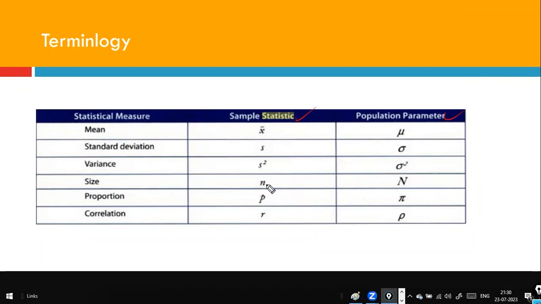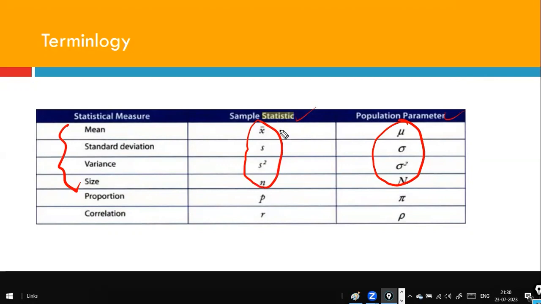The sample size is n. We use the term capital N to represent population size, proportion small p and pi. This we'll discuss later. Correlation r and rho. Up to this, if you can understand, that is enough. All these sample related measures, we can say mean, standard deviation, variance, and size, we use this notation. These are called your statistic, and these are called your parameter. Anything related to population, we call it a parameter. Anything related to sample, we call it a statistic.